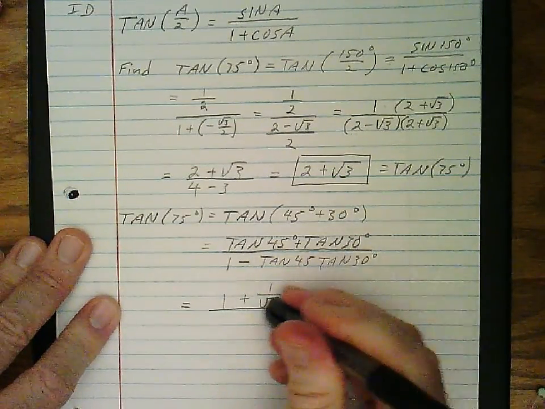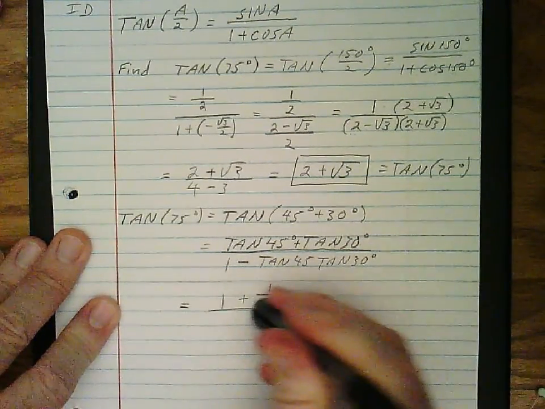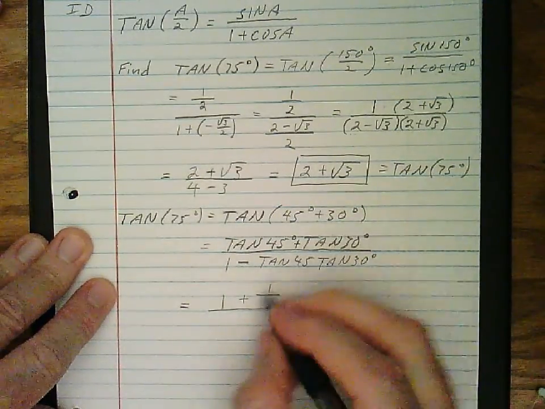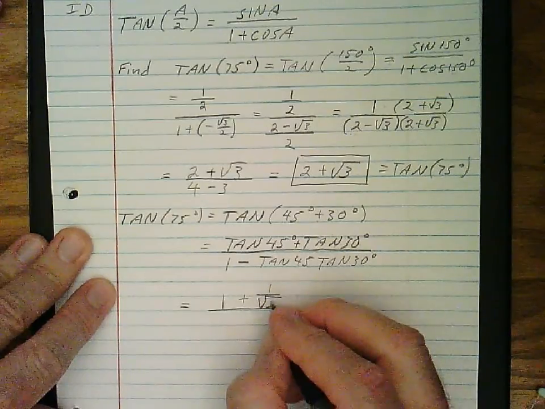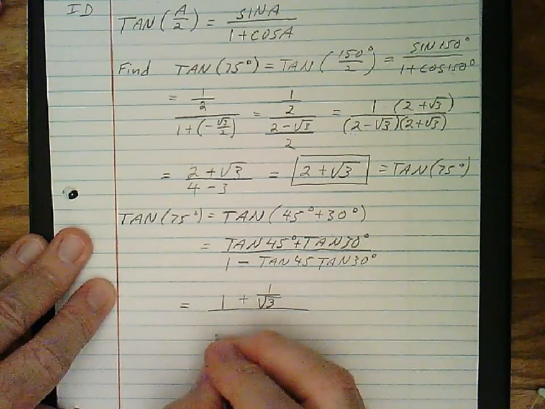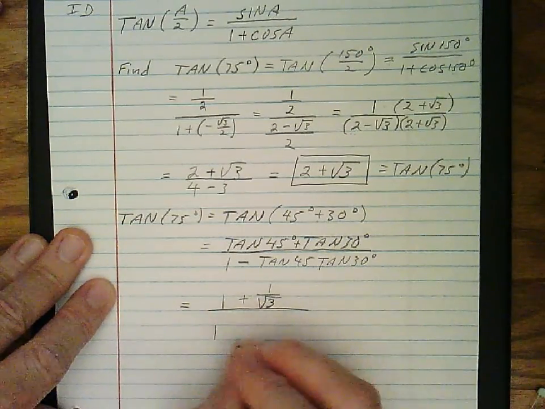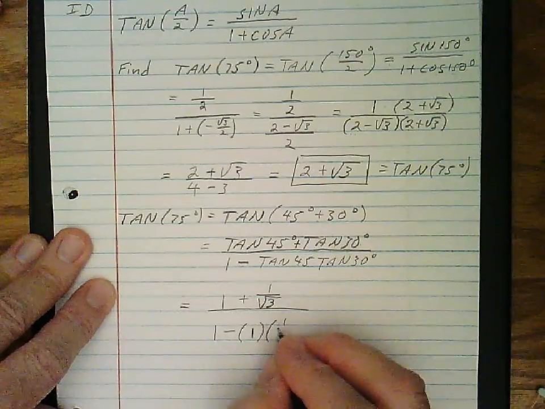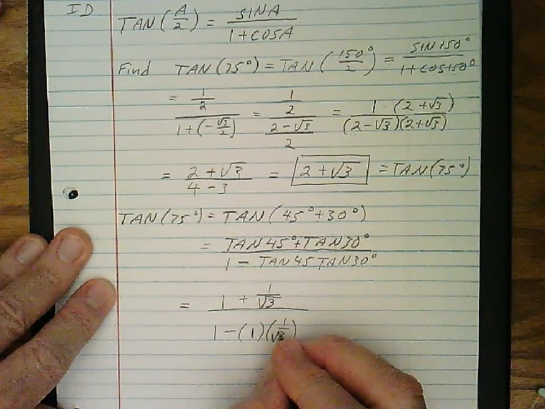I'm going to put the exact, unrationalized. You could rationalize the answer. Sometimes it's handier to rationalize it, sometimes it's not. I always forget when it is and when it isn't. That's in the numerator. In the denominator, we have 1 minus 1 times 1 over square root of 3.